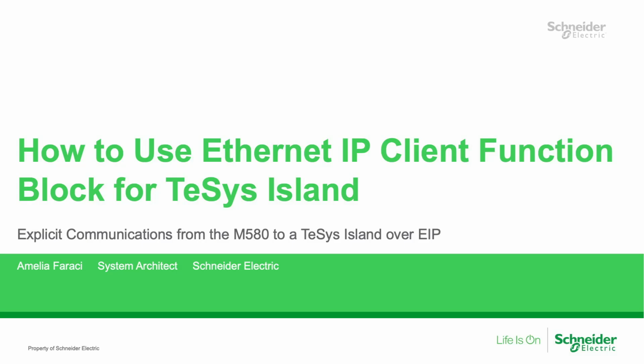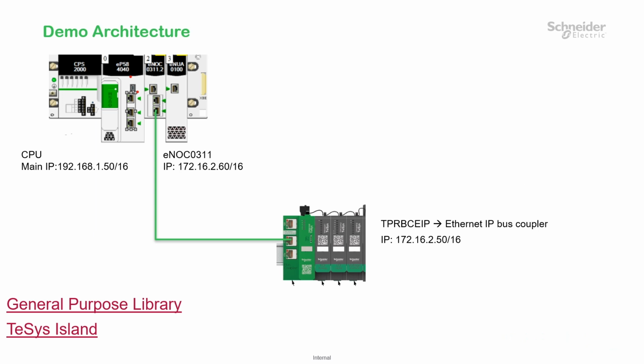How to use the Ethernet IP client function block located in the GPL library to read Ethernet IP objects from the TeSys Island. The goal of this video is to demonstrate Ethernet IP explicit communications from the M580 to a distributed I/O device, in this case a TeSys Island over Ethernet IP. I will be using the Ethernet IP client function block located in the GPL library.